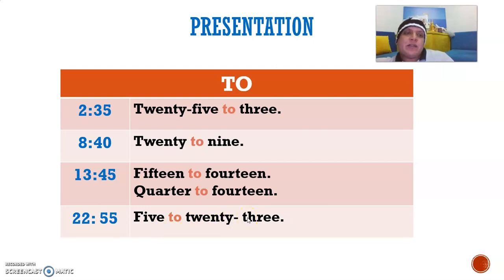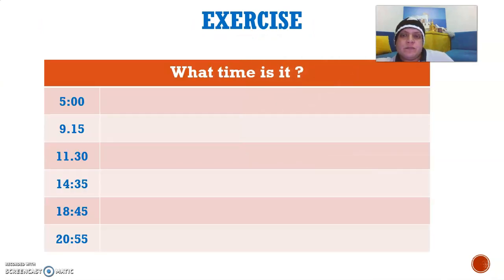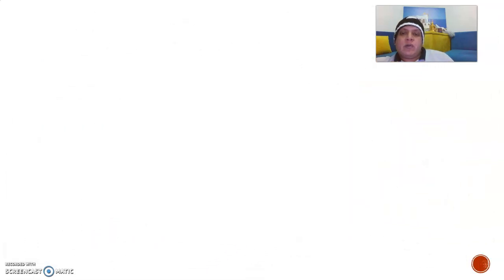Now we're going to practice all this in an exercise. Now look at this, let's say digital clocks, and tell me what time is it, or what's the time. Please stop the video, do the exercise, then come back to the video to check your answers. Okay. Moving on. After you do the exercise, we will all see the correction.